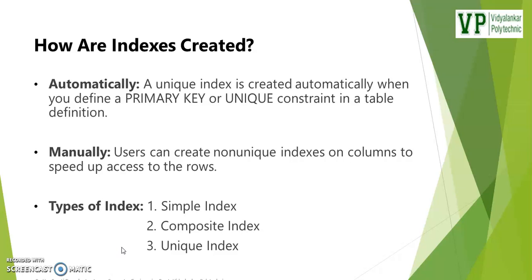So how can we create an index? Basically, when we apply a primary key or unique constraint, the index gets created automatically. But some indexes are created manually, like simple index, composite index and unique index. So the user can create this type of index manually. So let's start with simple index.